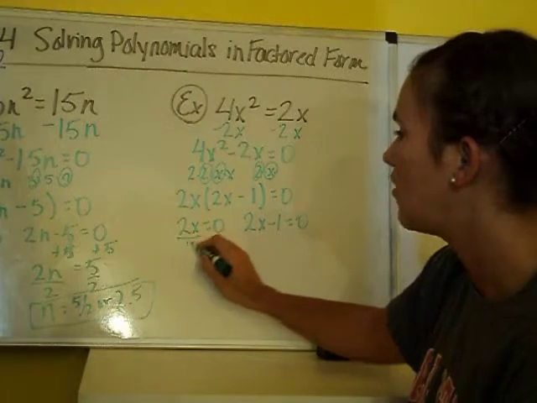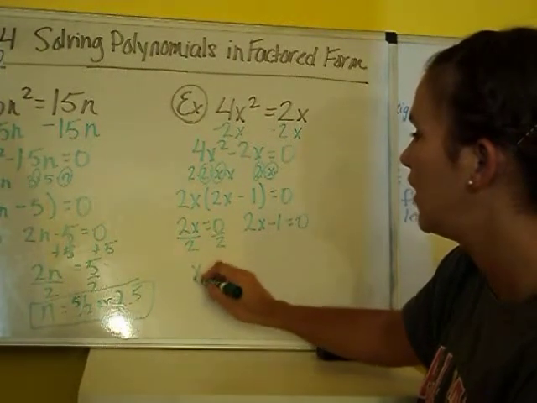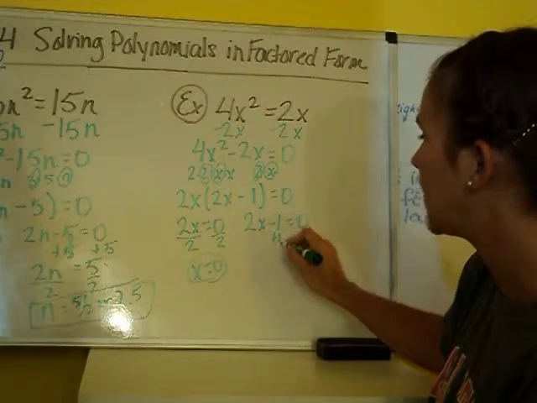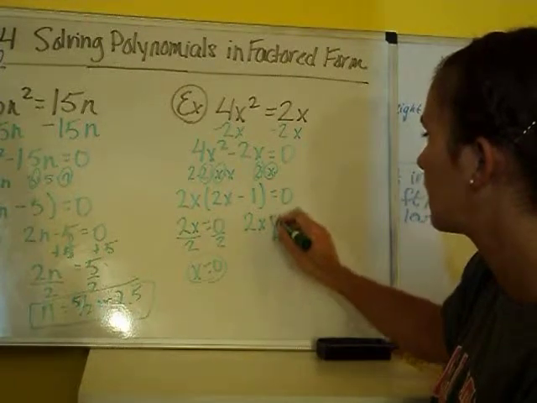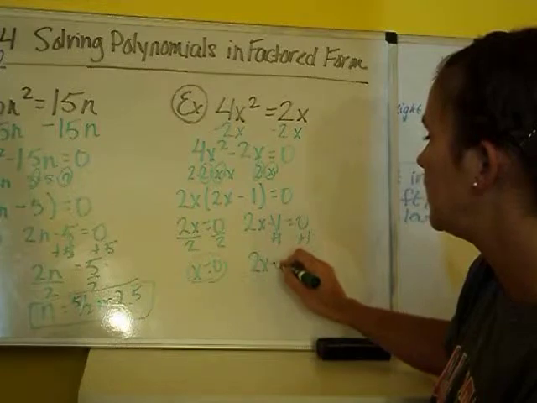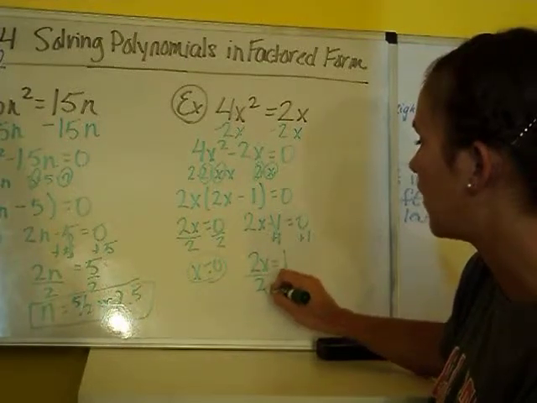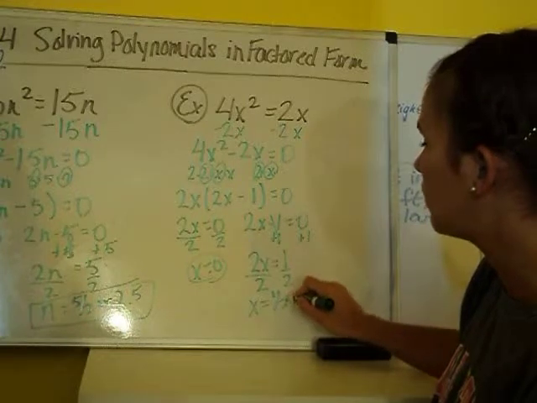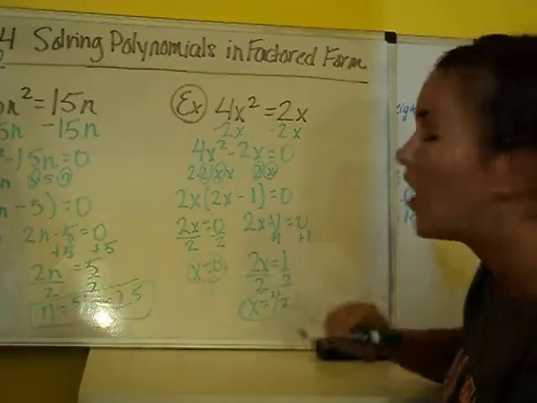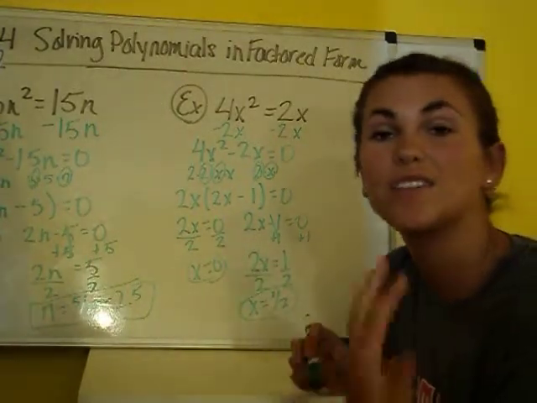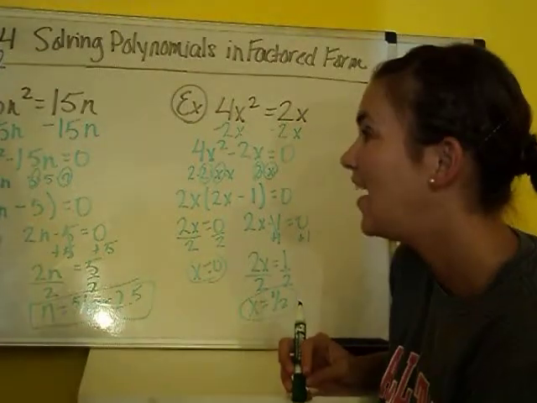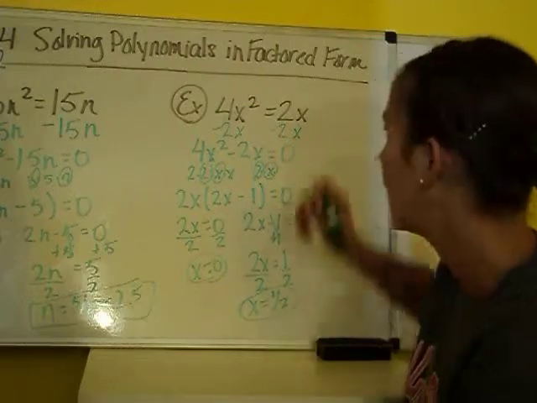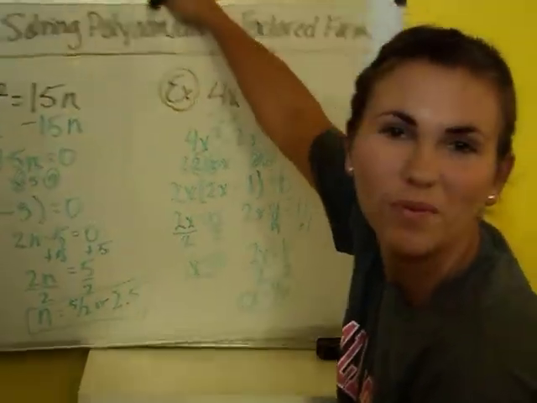So here when I solve, I divide by 2, and x equals 0. And here, I'm going to first add 1. So 2x equals 1, and then solve for x by dividing by 2. x equals 1 half. So our roots are 0 and 1 half. Okay, so same thing as yesterday, we just have to add that first step of setting it all equal to 0 initially. Okay? On to the word problems.